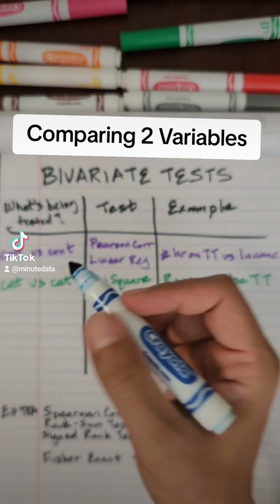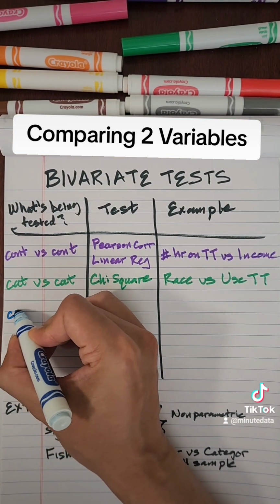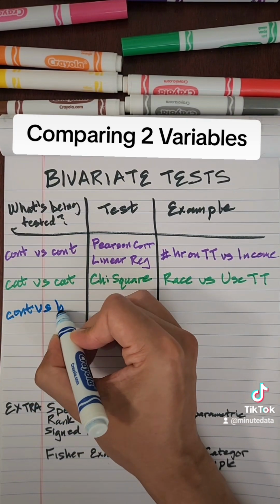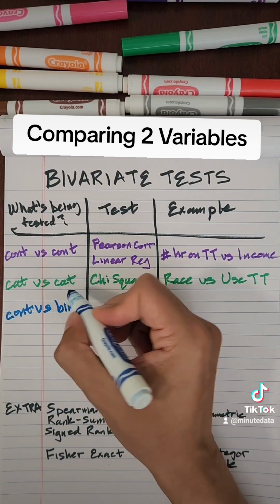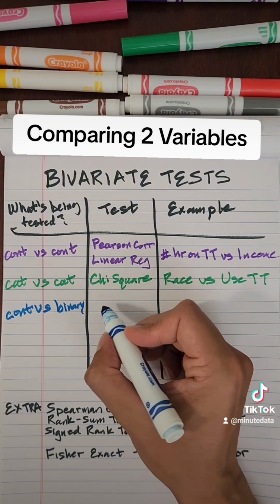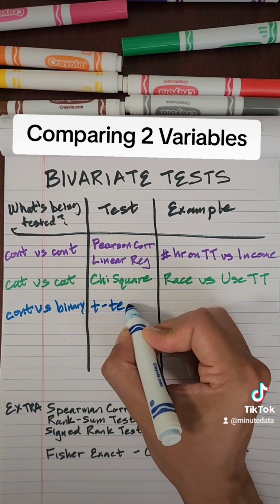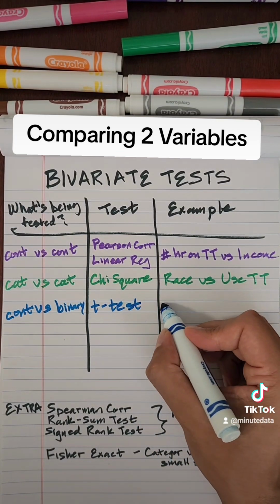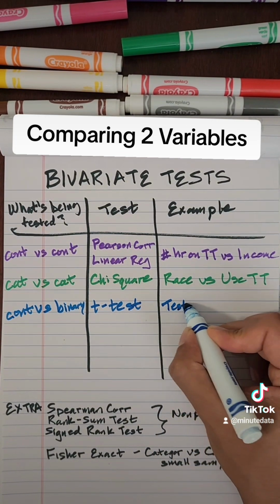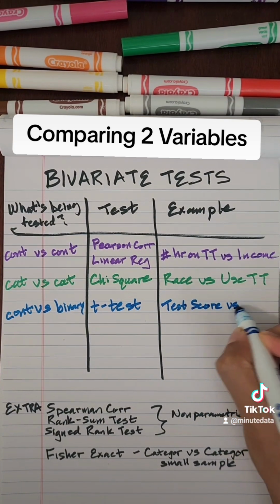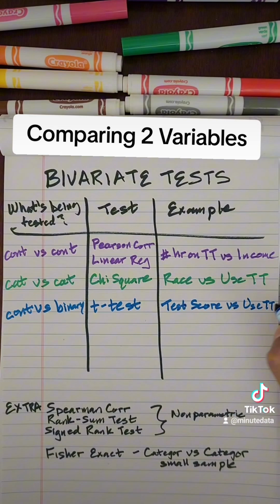Next one, let's look at continuous variable versus a binary variable. So basically a subcategory of categorical, in which case you can use a t-test, very classical t-test. Here, an example could be, say, test score versus whether to use TikTok.